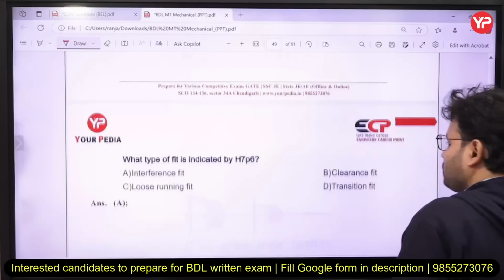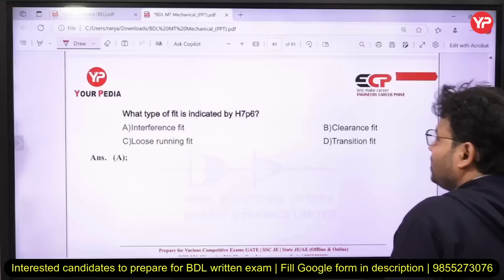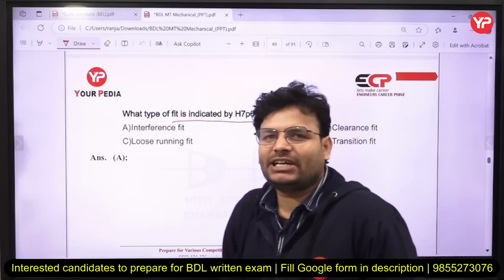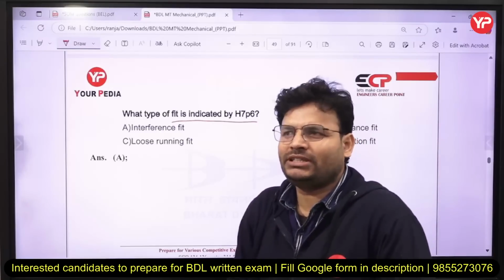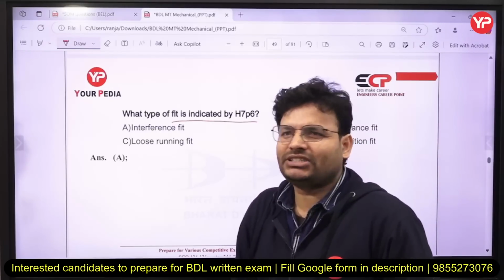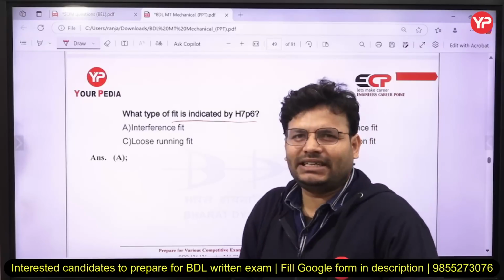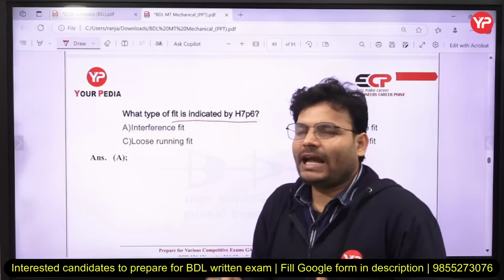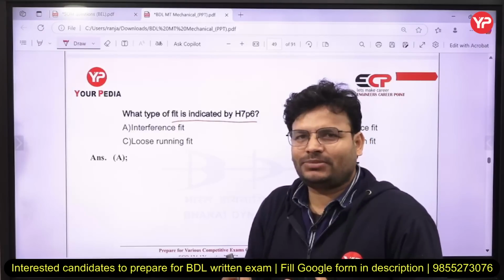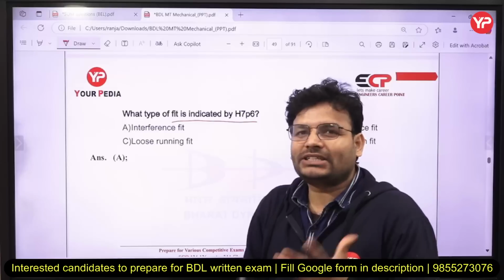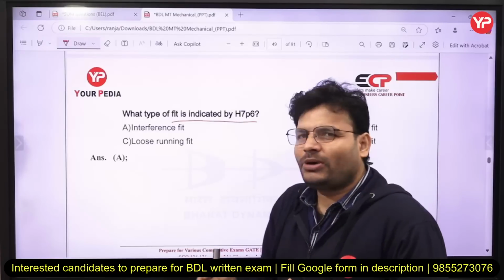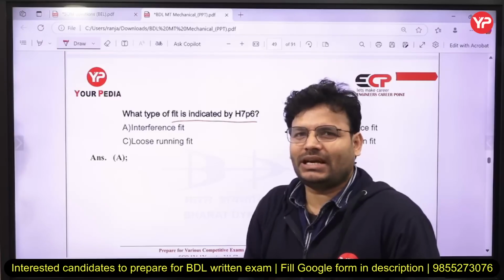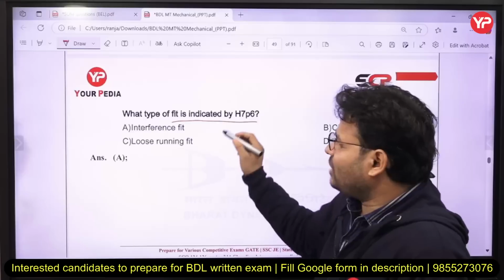Coming to the next question. What type of fit is indicated by H7/p6? That question has been taken from metrology, right? In metrology, especially when we talk about fits and tolerances, there are basically 18 grades. Out of these, one is H and one is p. And one more thing, my dear friends: capital letters indicate the dimension of holes, the internal dimension, and small letters indicate the shaft, the external dimension. So here the question is which type of fit it is.